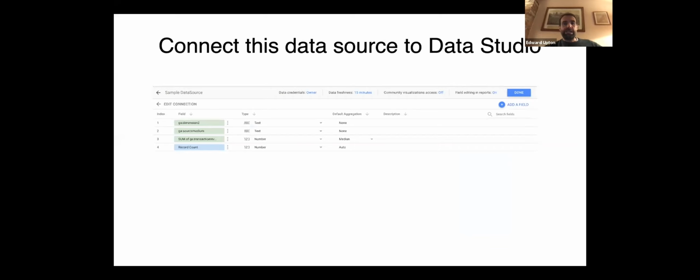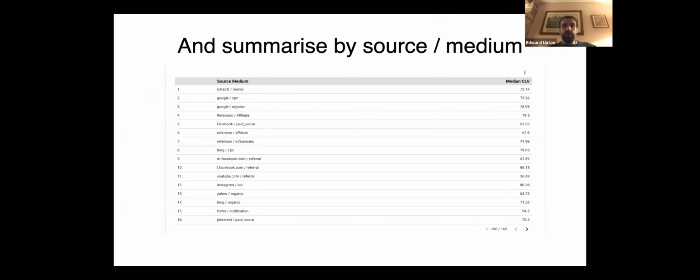So then the next step would be to just connect this data source, this Google Sheets, to Data Studio. So again, here we're basically importing 4 fields: the customer ID, the source medium, the sum of the transaction revenue, and then just the record count. And then finally, once we've got all of that, we can build our final report, which is what's interesting to the marketer: by source medium, or you could call it marketing channel, what is my medium customer value?